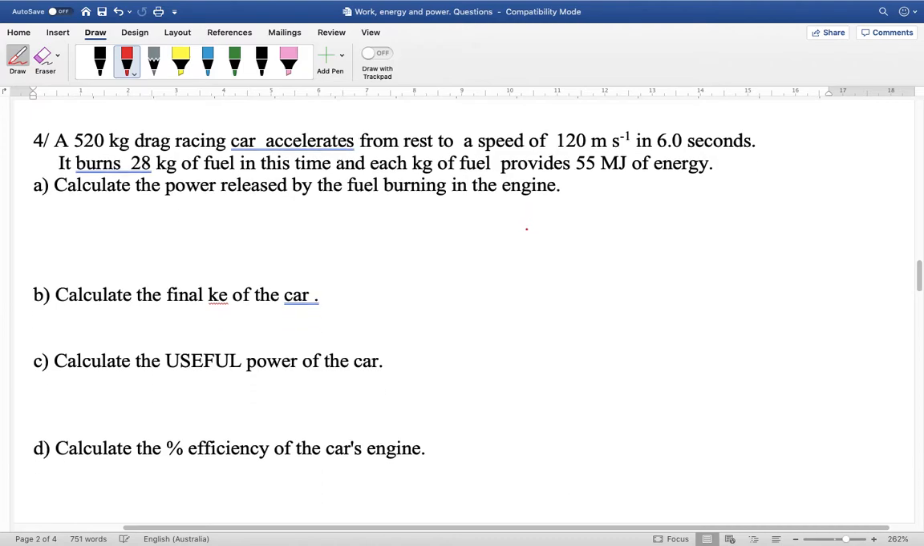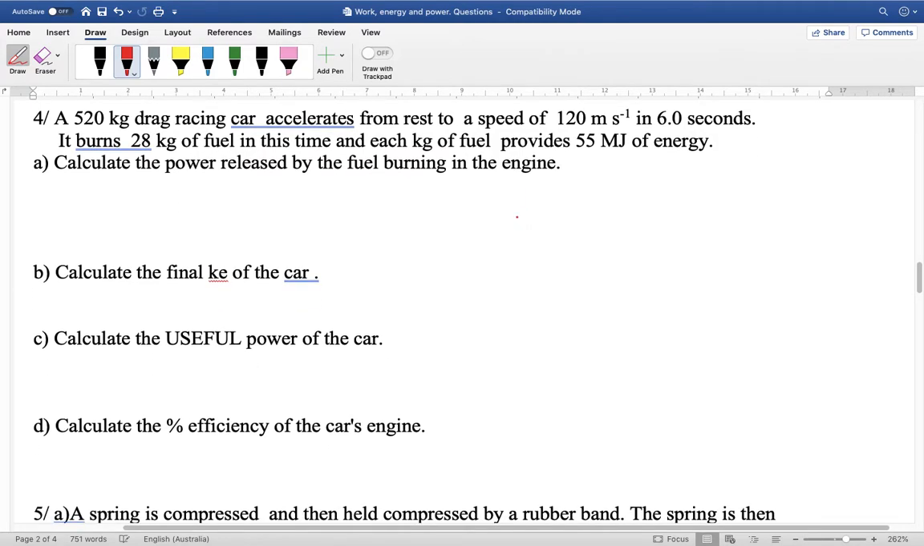Okay, the next question was number 4. We have a drag racing car. We have its mass. It goes from rest to a speed of 120 meters per second in 6 seconds. Take a minute to think how fast that change is. That is a huge amount of acceleration. Well, we're talking about a drag racing car and we're looking for its efficiency. But the question takes us step by step. The goal is to calculate the percentage efficiency.